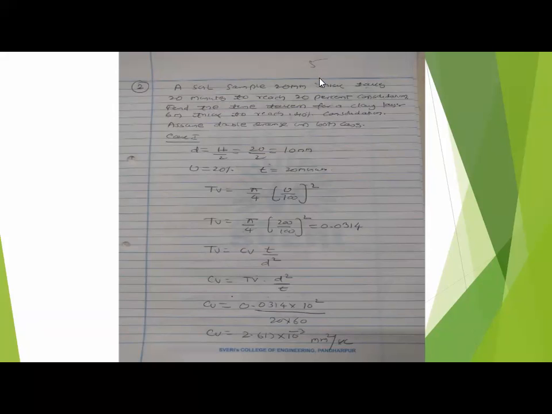Time is 20. Thickness means Z or H is 20, and consolidation is 20%. Means degree of consolidation is 20%, means U is equal to 20%. Find the time taken for a clay layer 6 meter thick to reach 40% consolidation.